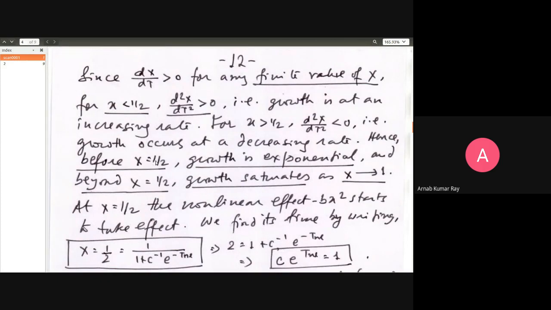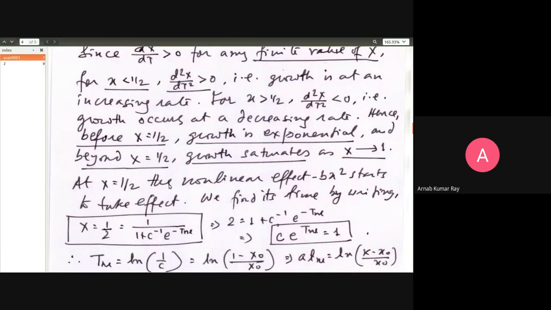So before x equal to half, growth is exponential, and beyond x equal to half, capital X here, growth saturates as x goes to 1. At x equal to half, the nonlinear effect minus bx squared starts to take effect, right? We find its time by... So what is the time scale for this?